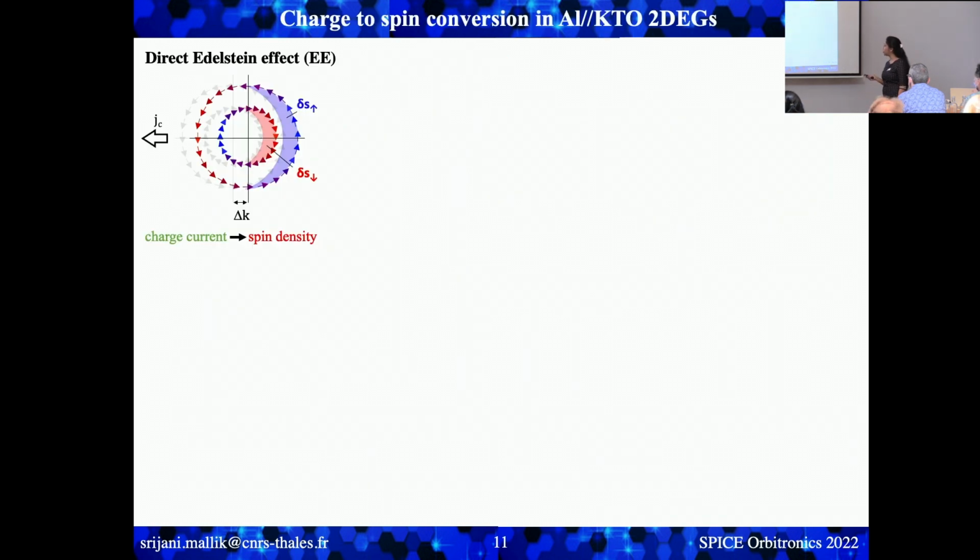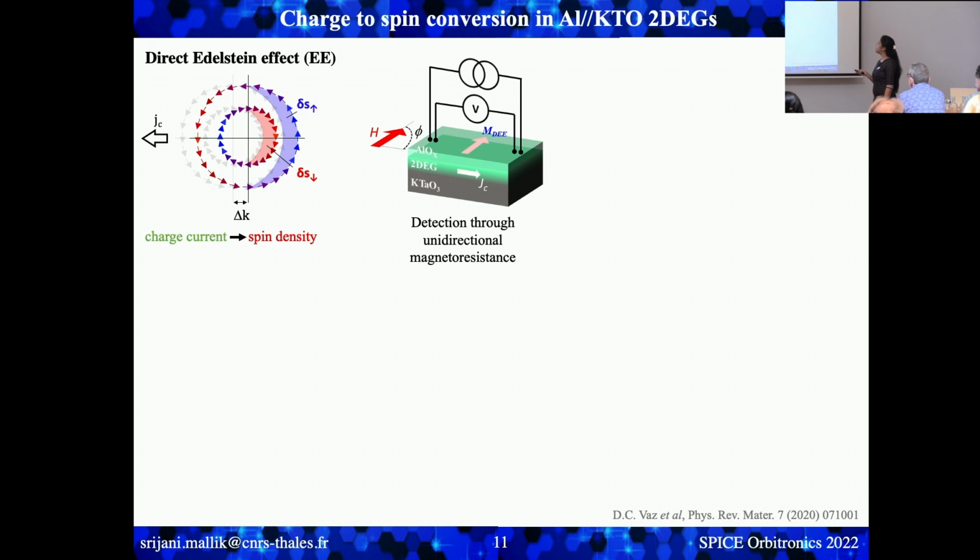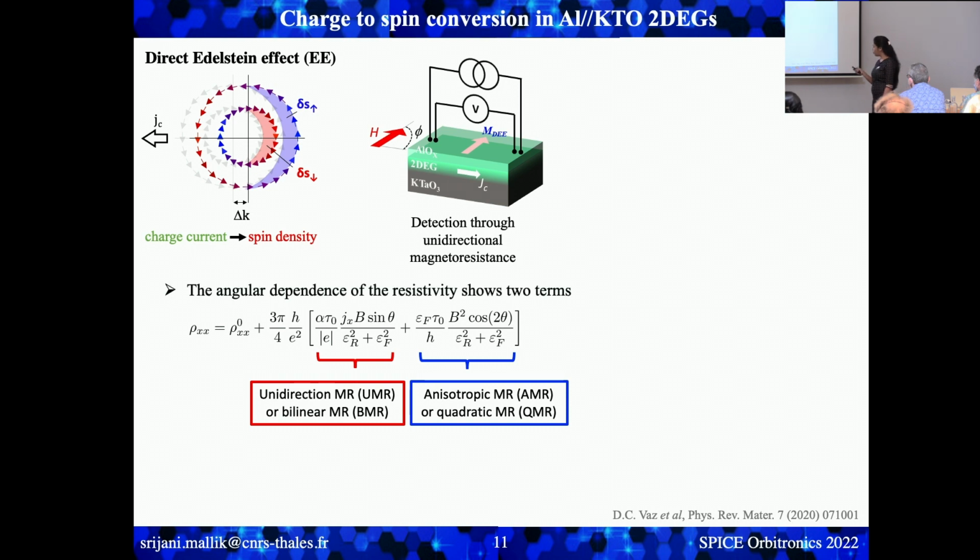So for this we took advantage of the direct Edelstein effect, that is the charge to spin conversion. Basically in our sample we passed a charge current, and due to the direct Edelstein effect the spin density is generated transverse to this direction. And now if this sample is rotated in plane with respect to the magnetic field, then the angular dependence of the resistivity looks like this, where it is dominated by these two terms.